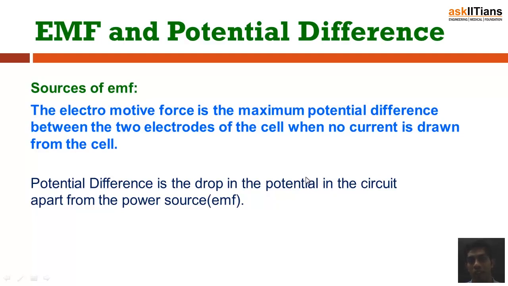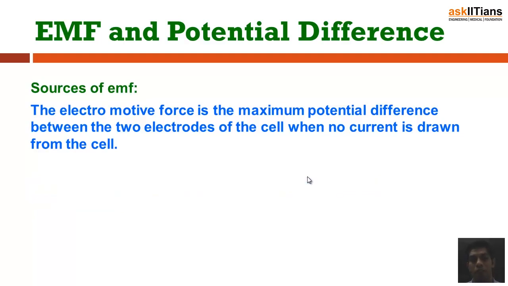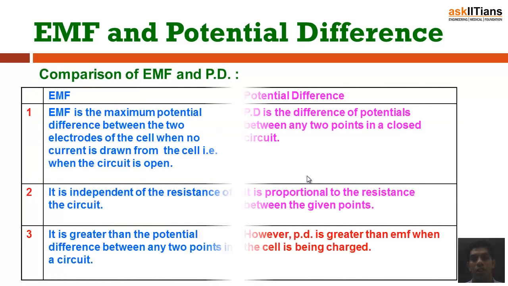To be more clear on what the differences between EMF and potential difference are, we should jot down the points of difference. So here's a table which we made regarding the differences of EMF and potential difference. The first one goes the same as the definition, that is the maximum potential difference between the two electrodes of the cell when no current is drawn from the cell, that is when the circuit is open, as I said earlier.